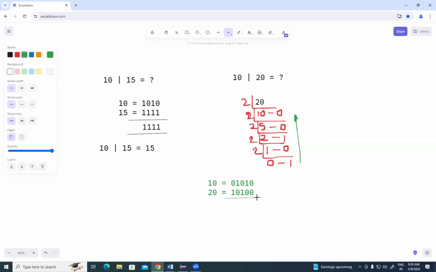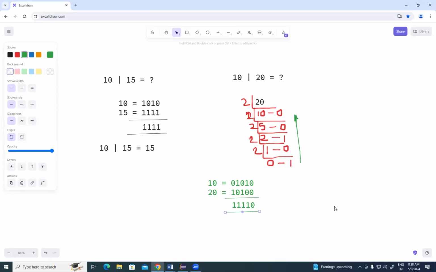1 1 1 1 0. Corresponding bits are 0, na? Calculate the value of this. How much? 30.